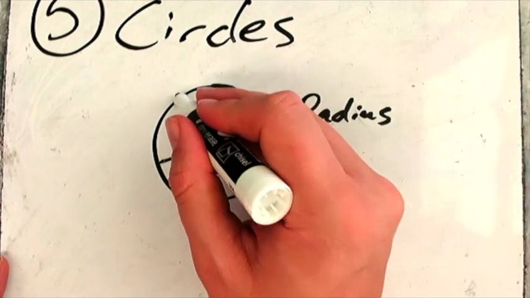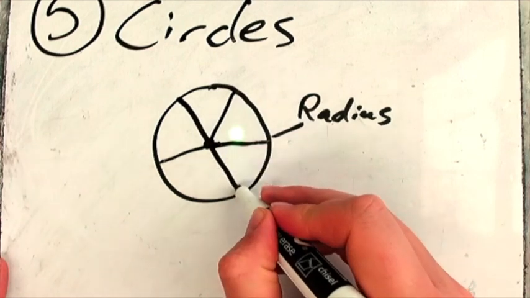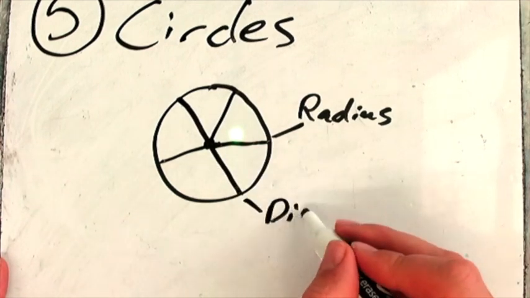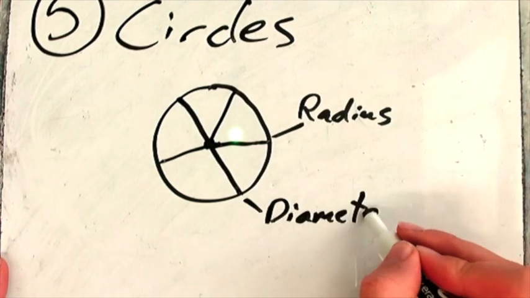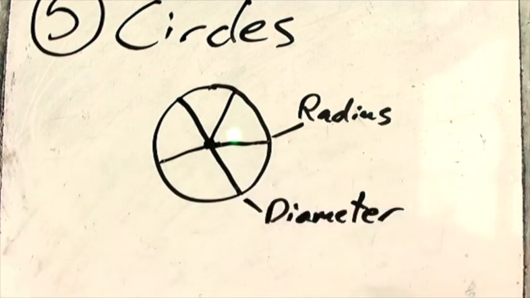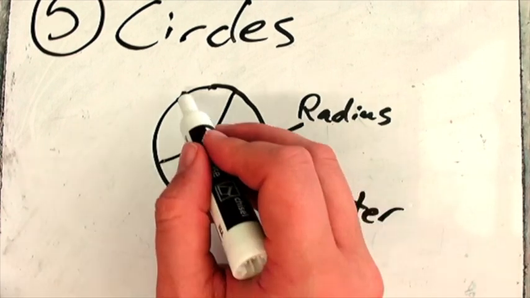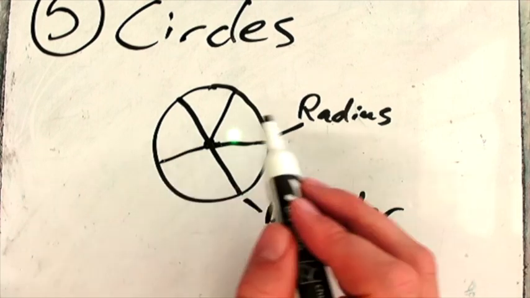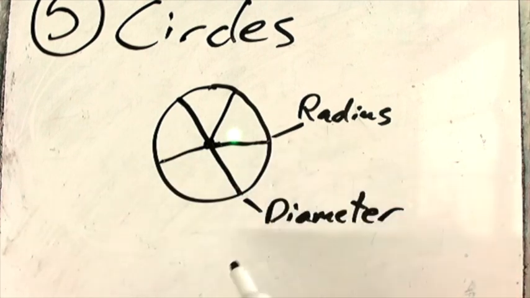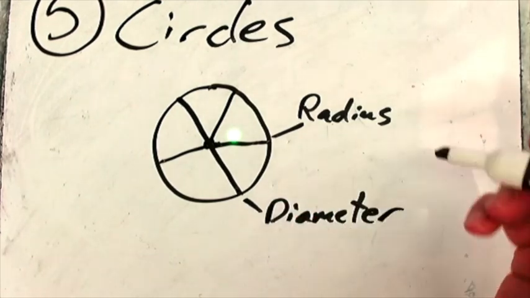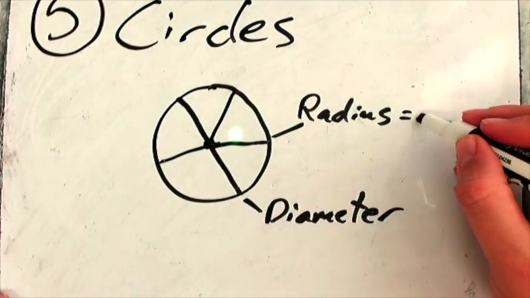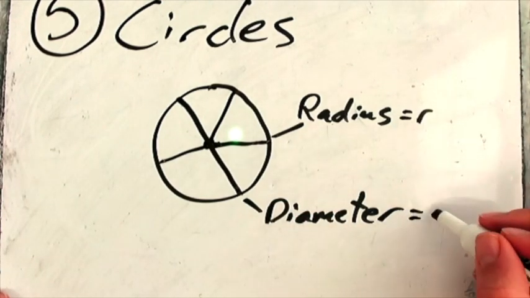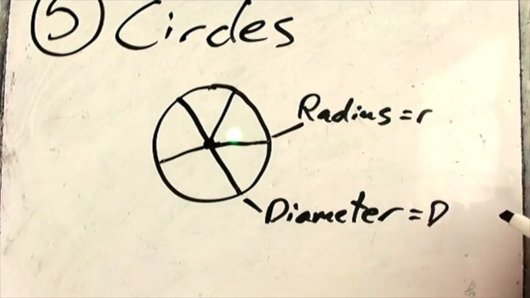Then a diameter is all the way through a circle. So if you draw a line from one side straight through the middle to the other, that's a diameter. You can get some other complex stuff in circles, but these are the two most important pieces. So let's call the radius R. Let's call the diameter D.